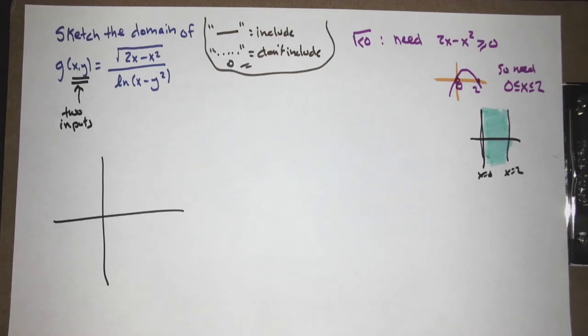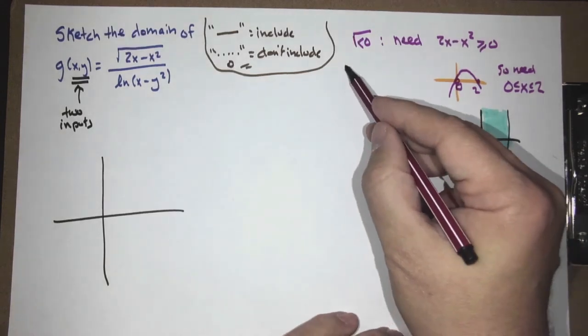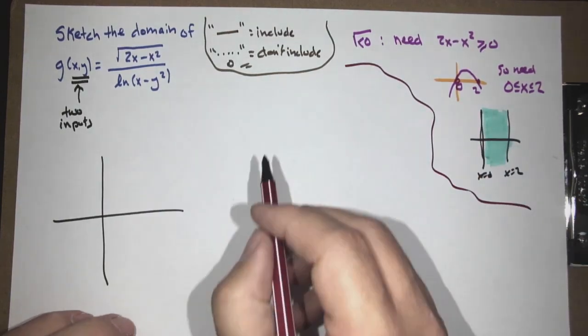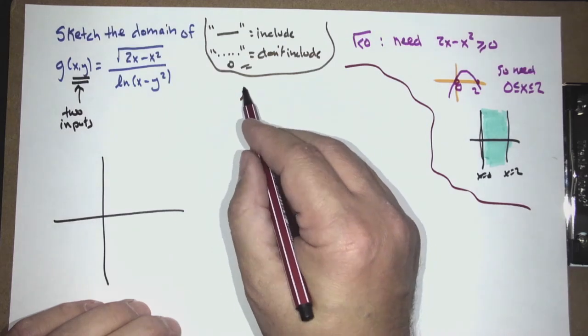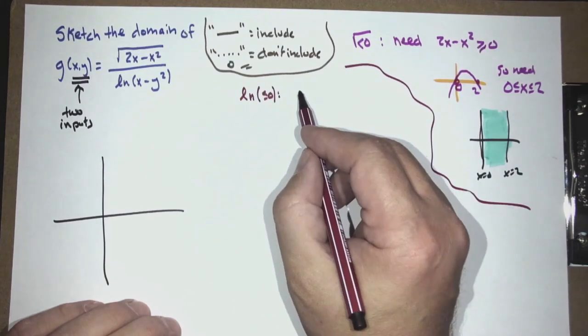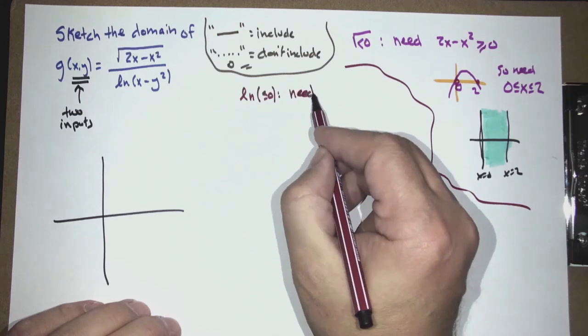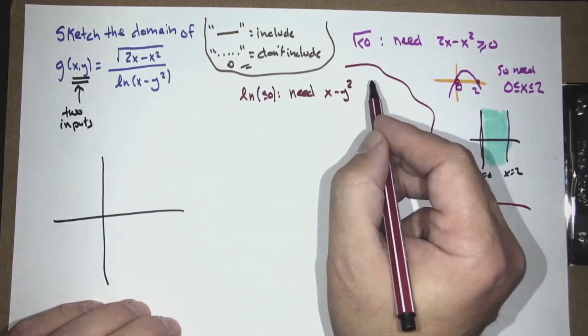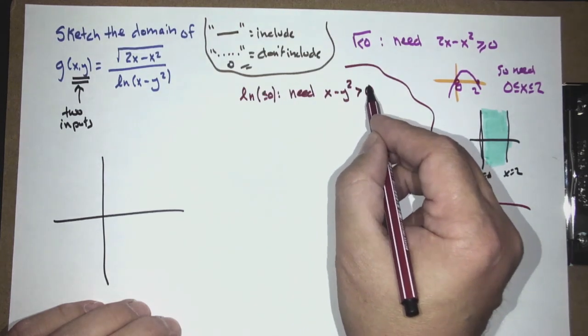Okay, I've got to take care of the logarithm. We'll work on that one. So what do we need? We can't take log of anything less than or equal to 0. So that tells us what? We need the inside of the log, x minus y squared, to be positive.